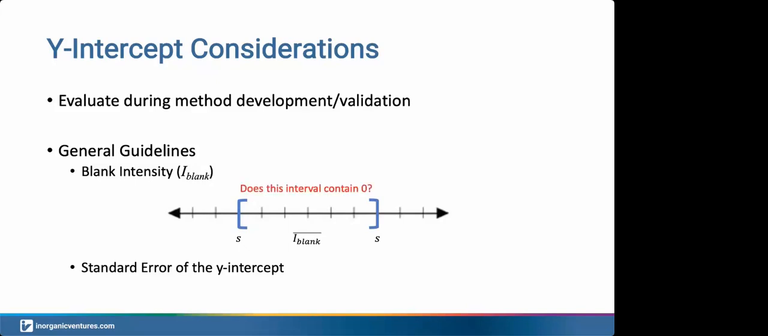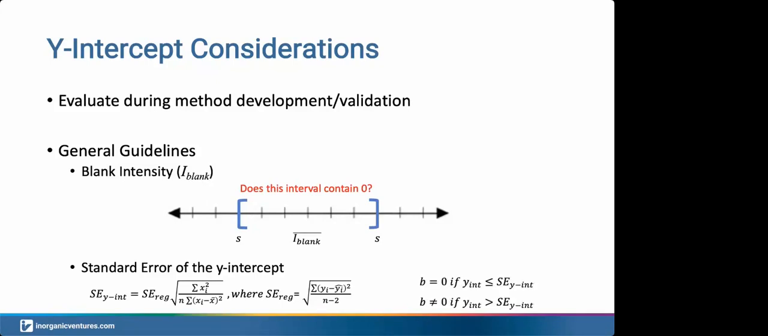If the blank intensity values are within one standard deviation of 0, you can assume an intercept of 0. A better consideration is the standard error of the y-intercept, not to be confused with the standard error of the curve. When compared to the y-intercept, b can be set to 0 if the non-zero y-intercept value from the curve is less than or equal to the standard error of the y-intercept. If the y-intercept is greater than the standard error of the y-intercept, then the non-zero intercept should be used and the curve should not be forced through 0.